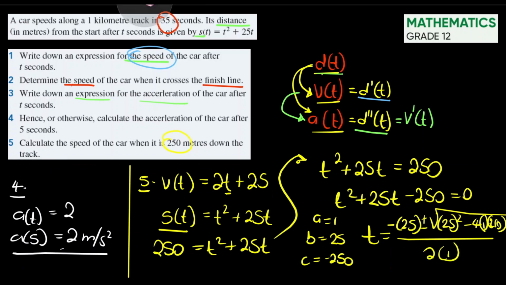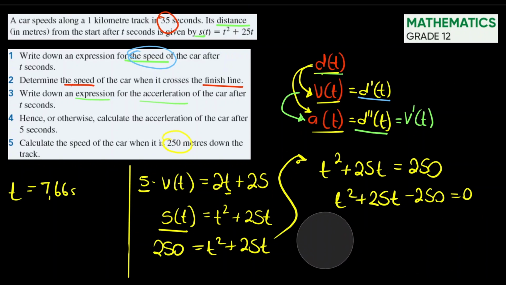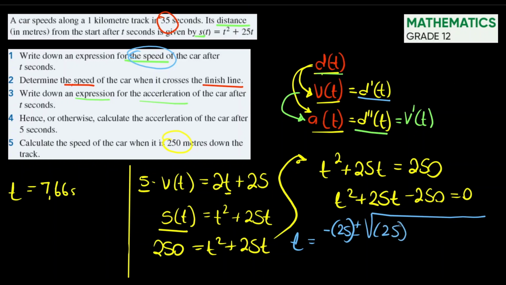So if you plug this into your calculator, you'll find that you get two t values, one positive and one negative, but we're only interested in the positive one. The positive value will be 7.66 seconds if you plug this into the calculator. So if you want me to rewrite this so it's more visually appealing, t will be equal to minus b, 25, plus or minus the square root of b squared, 25 squared, minus 4a, which is 1, and c, minus 250, all divided by 2 times 1. And you'll get t to be 7.66. And this is the positive time, because time is always positive.